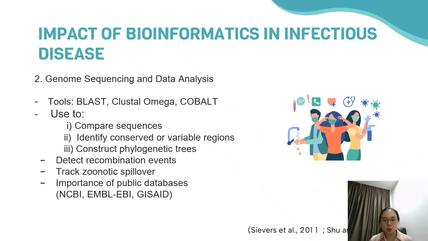Once the genomes are sequenced, bioinformatic tools such as BLAST, Clustal Omega, and COBALT are used to compare sequences, identify conserved or variable regions, and construct phylogenetic trees. These analyses help to detect recombination events, identify zoonotic spillover, and understand how the pathogen evolved. Public databases such as NCBI, EMBL, and GISAID are important to ensure the global genomic data is shared among researchers worldwide.